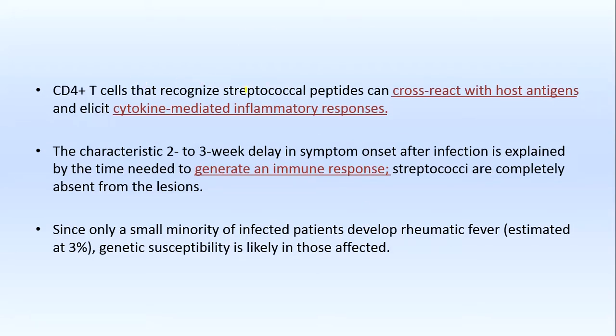CD4 positive T cells recognize the streptococcal peptides that cross react with host antigens and produce a cytokine mediated inflammatory response. Now, this production of inflammatory response takes time, and this explains the time period of 2 to 3 weeks between the onset of infection and development of symptoms. Only a small minority of infected patients develop rheumatic fever, estimated to be 3%. This is because genetic susceptibility is most likely the reason for producing symptoms in these patients.